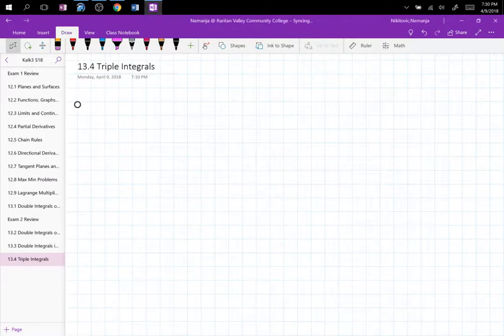Hello and welcome back to Calculus 3, section 13.4, triple integrals. Calc 1, right? Single integral. Calc 2, single integral. Now double and now triple. Are they going to be 4? No. Sorry for the disappointment. This is where we end.